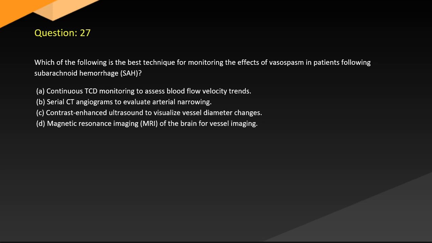Question 27. Which of the following is the best technique for monitoring the effects of vasospasm in patients following subarachnoid hemorrhage? A. Continue TCD monitoring to assess blood flow velocity trends. B. Serial CT angiograms to evaluate arterial narrowing. C. Contrast-enhanced ultrasound to visualize vessel diameter changes. D. Magnetic resonance imaging, MRI, of the brain for vessel imaging.